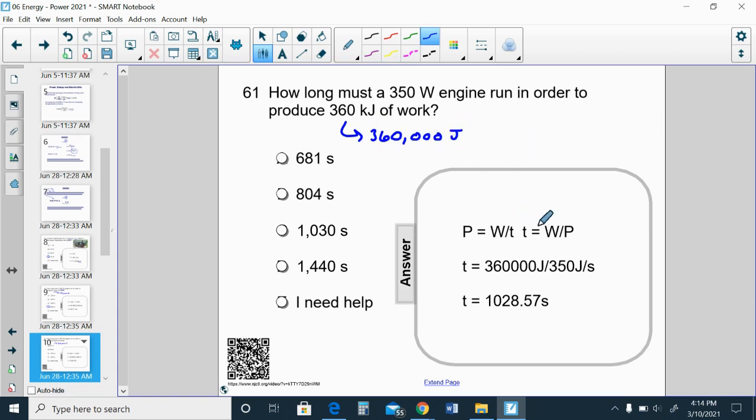And again, time is equal to work divided by power. So 360,000 joules divided by the 350 watts, or joules per second, gives you 1,028.57 seconds. So letter C.